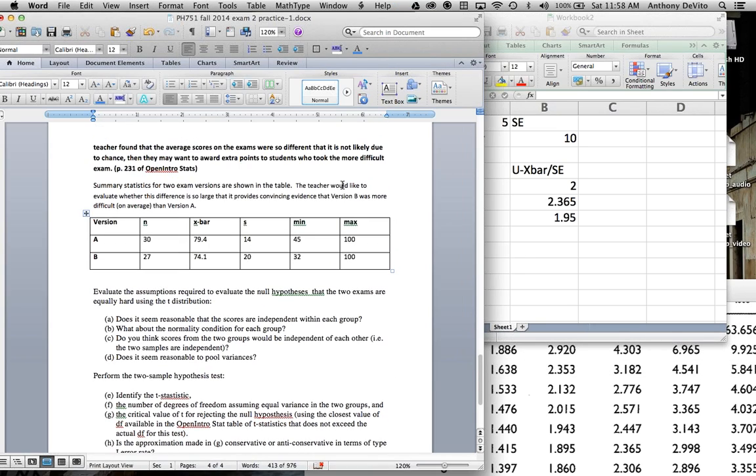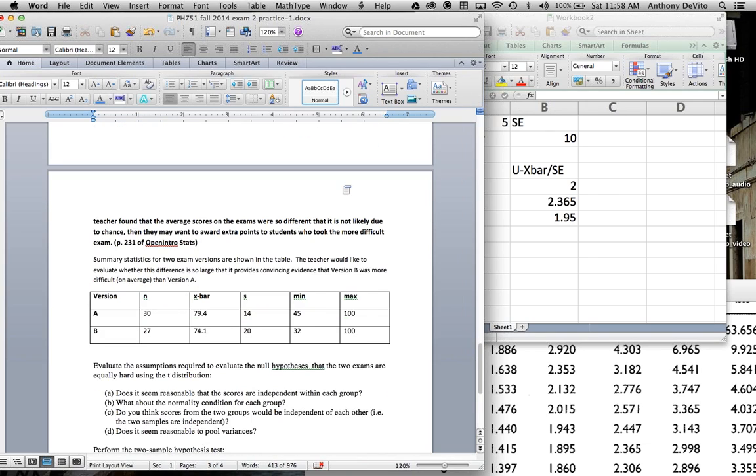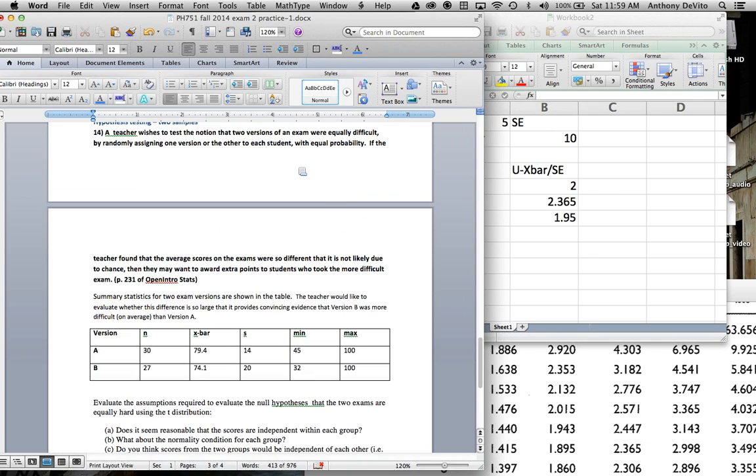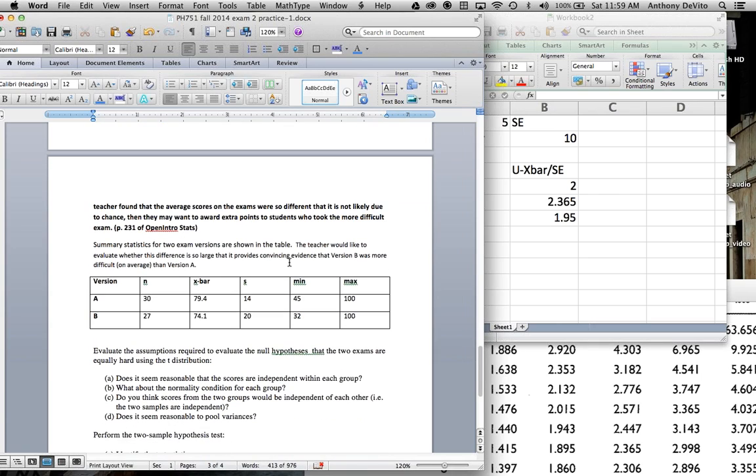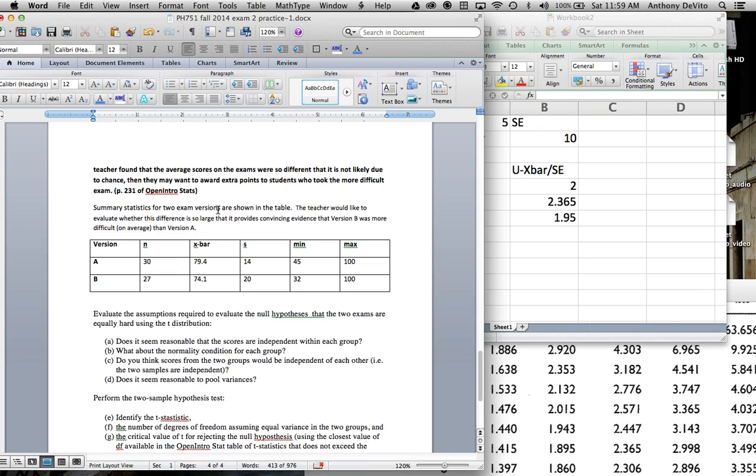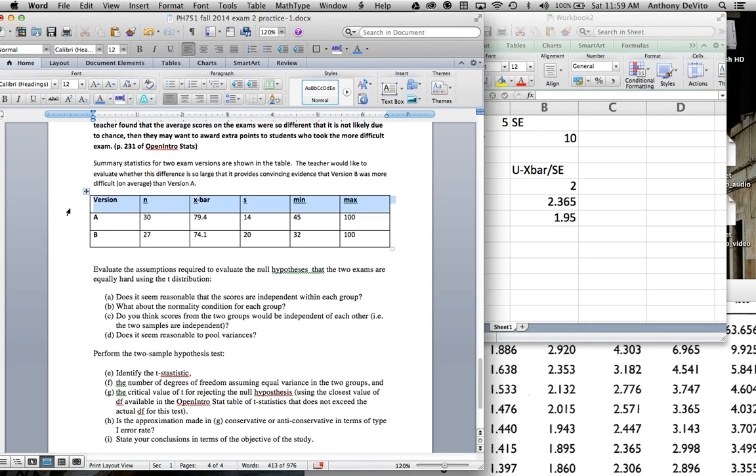Okay, so now let's read this example. A teacher wishes to test the notion that two versions of exams are equally difficult by randomly assigning one version to each student with equal probability. The teacher found that the average scores on the exams were so different, not likely due to chance, that they may want to award extra points to the students who took the more difficult exam. Let's say that this is a school-wide exam.